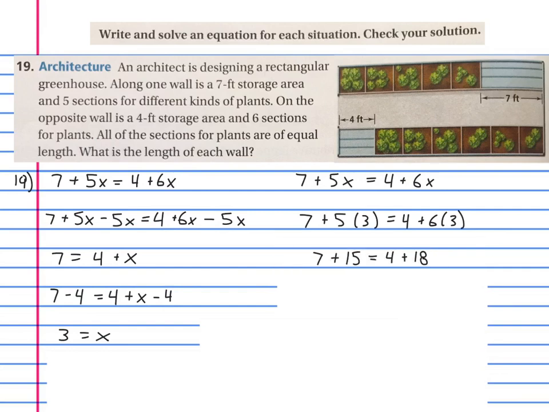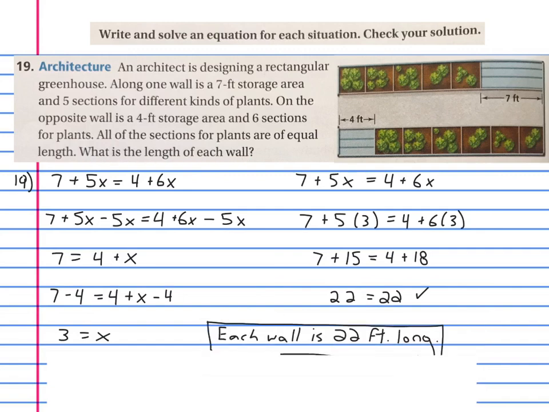What do you simplify? Do the multiplication on each side first, because that happens first in order of operations. So we get 7 plus 15 equals 4 plus 18. And then we combine. 7 plus 15 is 22, 4 plus 18 is 22, 22 equals 22, that worked out. So I check it, because it's a proof, but what is the final answer? Well, the question is, what is the length of each wall? And the answer is, each wall is 22 feet long.